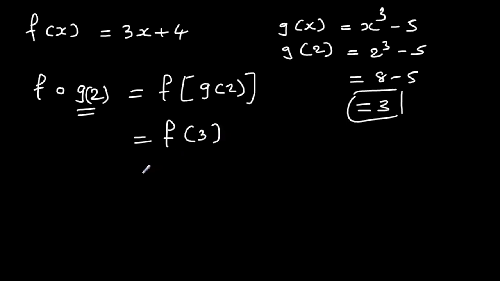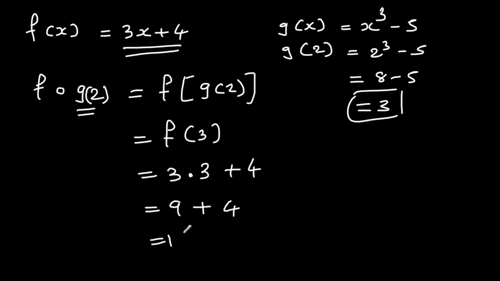And now I will substitute this 3 in this function. So that will be 3 times, instead of x, I will write 3, plus 4. So this will be 9 plus 4, and that will make 13. So this is how you can do the composite function, and I think it's really very easy, and I tried to explain in as easy language as possible.